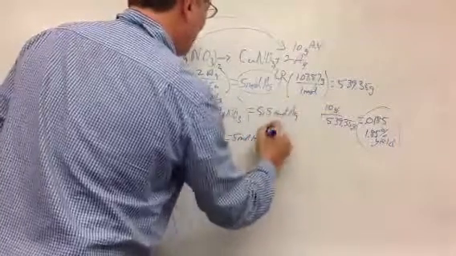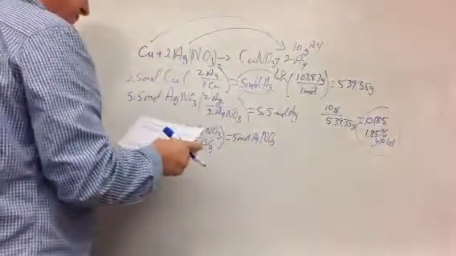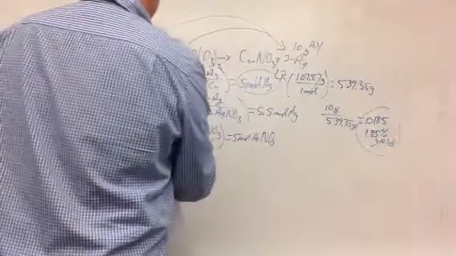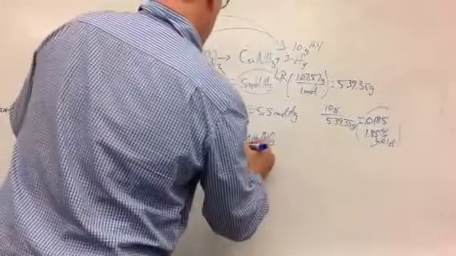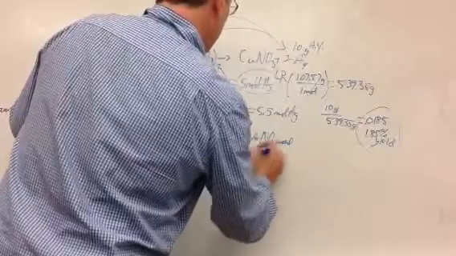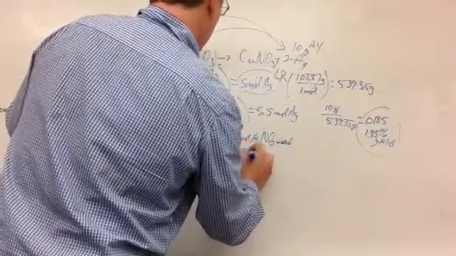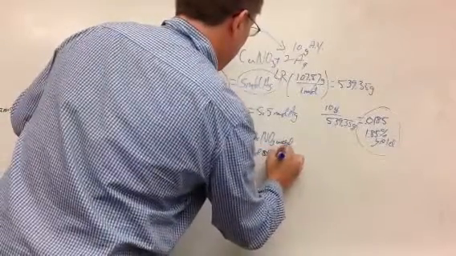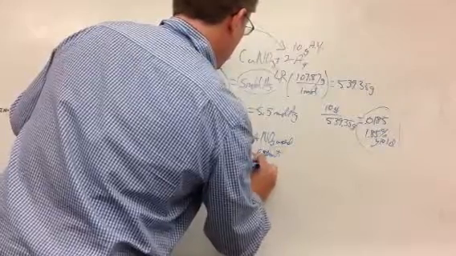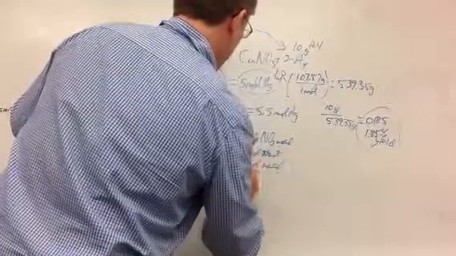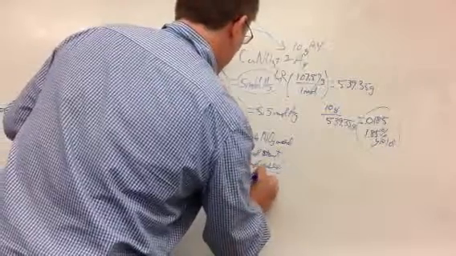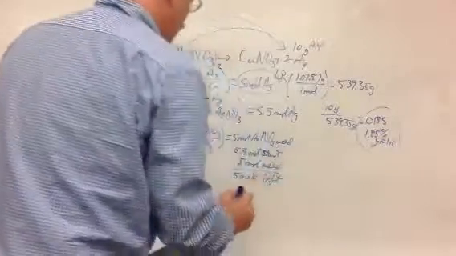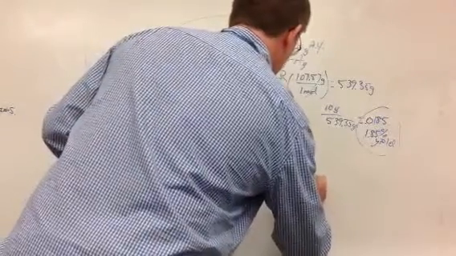That's terrible writing. Would be used up. Now, I don't really have to go to grams because this was given to me in moles. So, this was used up, yes? So, 5.5 moles is what I started with. 5 moles is what I used, leaving me with 0.5 moles left over of AgNO3.